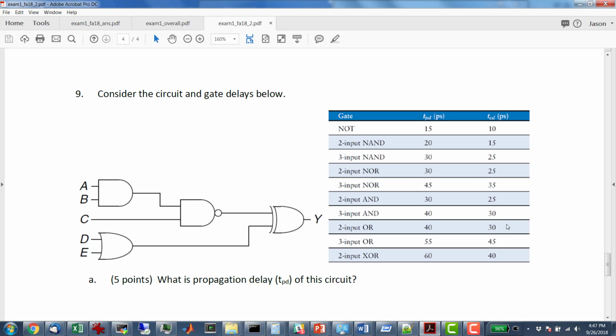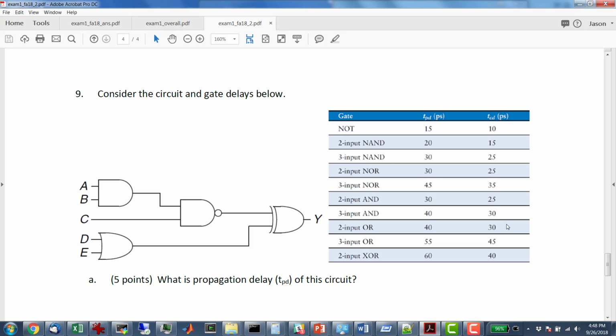The contamination delay is the minimum path of the contamination delays. So we're going to basically do the opposite, pick the smallest number. So if we start with A or B, it would be 25 plus 15 is 40, plus 40 is 80. If we start with C, it's going to be 25 plus 40. Sorry, C would be 15 plus 40, right? Is 55, right? And if we start with D or E, it's going to be 30 plus 40, right, which is 70.